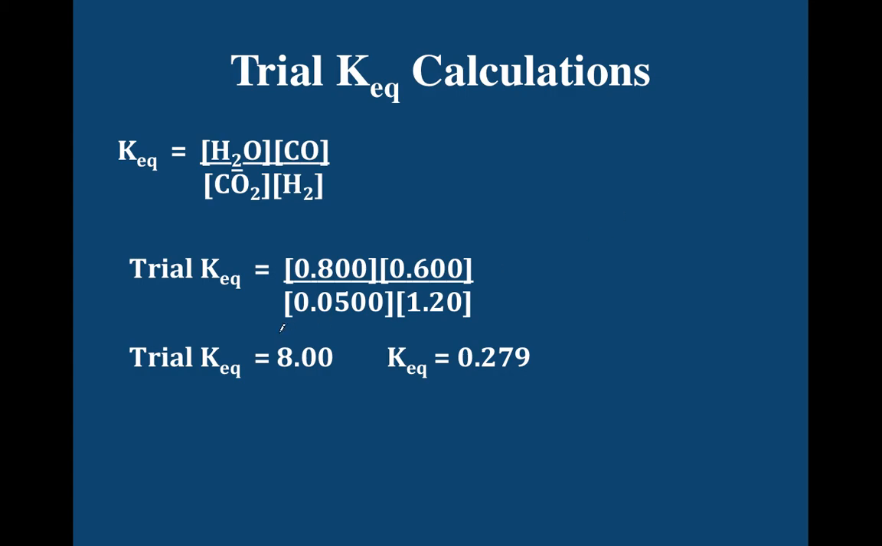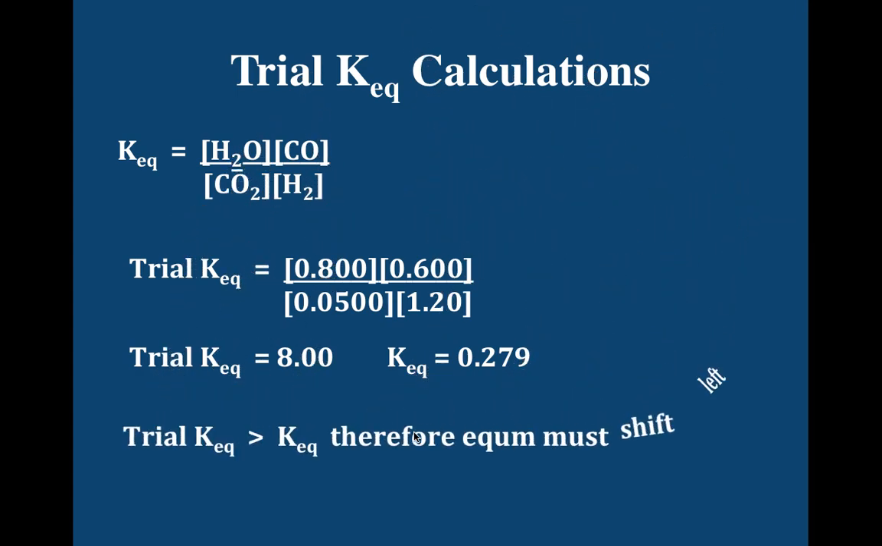So what we see is this number is way too big. And if it's too big, it means we have too much product, not enough reactant. So there's no choice. It's going to have to shift left. So it's going to shift left to decrease the products, increase the reactants, and get down to this KEQ value of 0.279. That's it. Very straightforward. Hopefully you enjoy it.